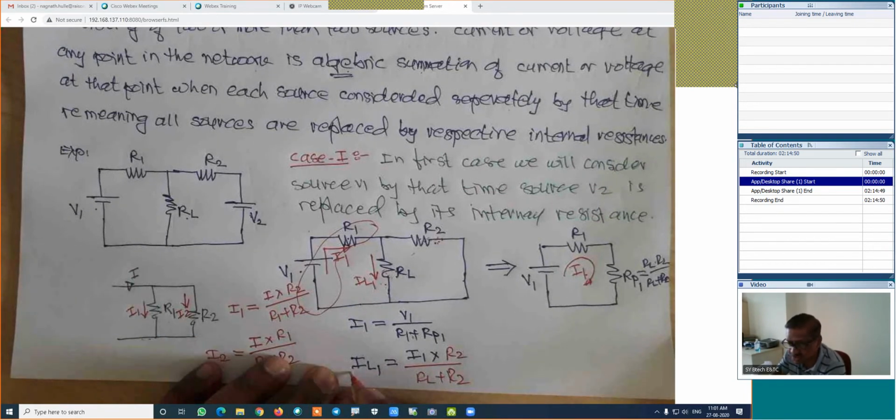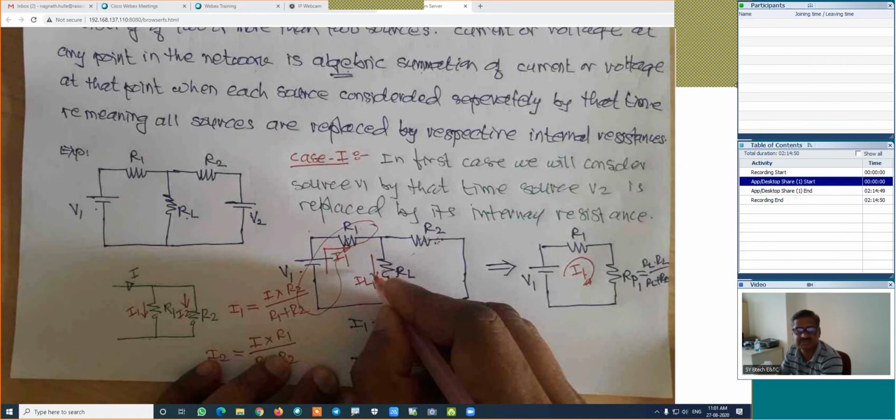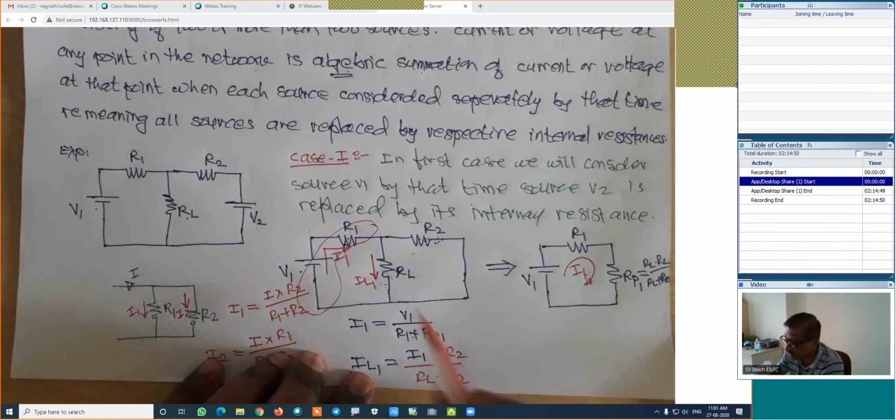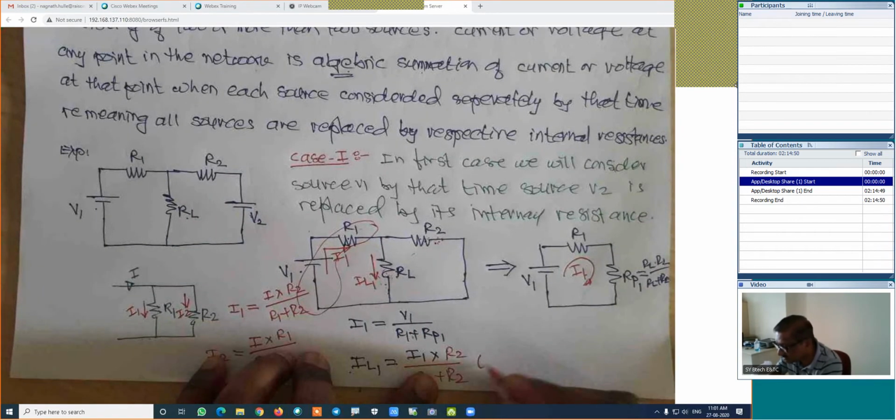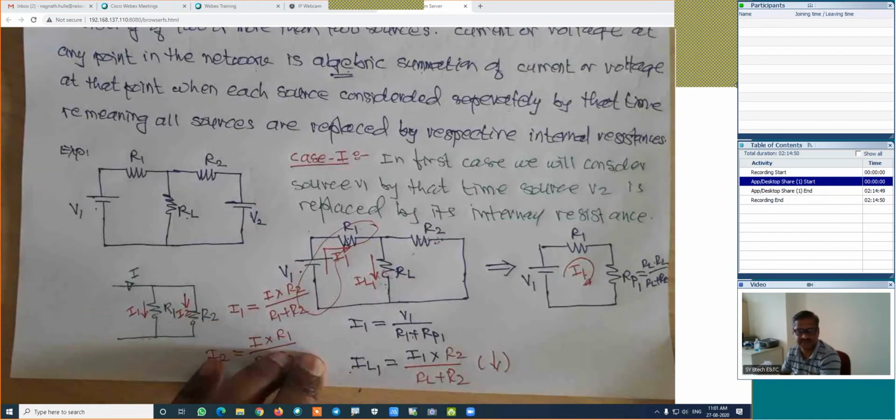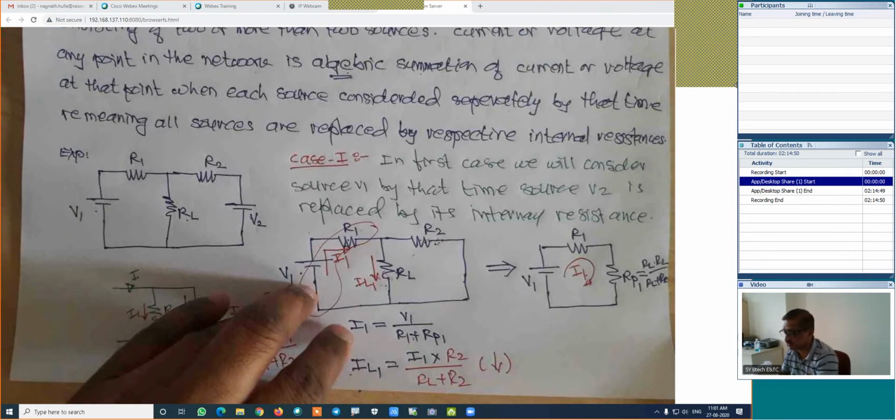And how is the direction? Its direction is downward, so I will mention it as downward. Is it right? This is about case 1. We will do a similar procedure for case 2. Is it right?